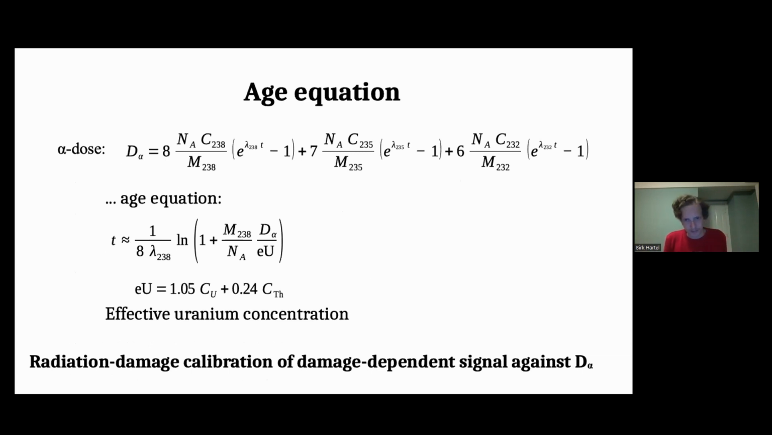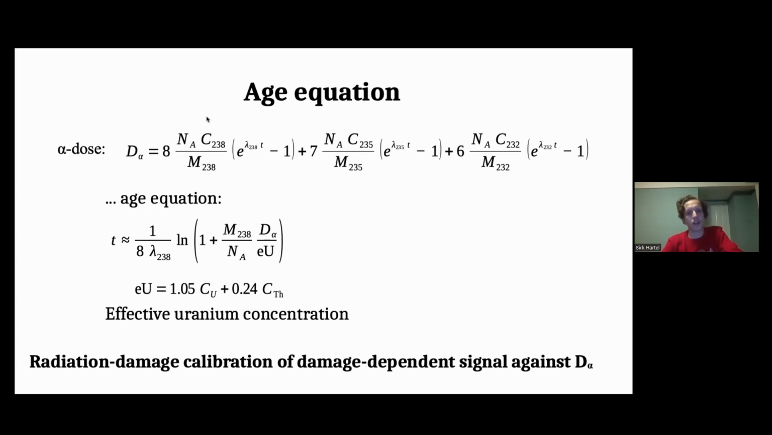For the age equation, we can basically use the alpha dose as a measure of the accumulated damage. So the alpha dose is simply the number of decay processes that have taken place during the lifetime of the zircon. It depends, first of all, on the concentration of radioactive nuclides, which would be uranium-238, uranium-235 and thorium-232. And of course, it depends on time. The longer the time, the more alpha events will have taken place.